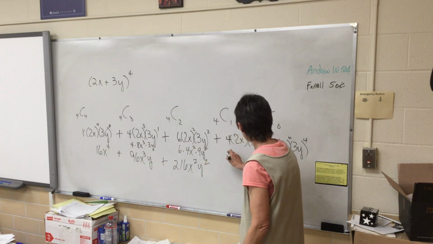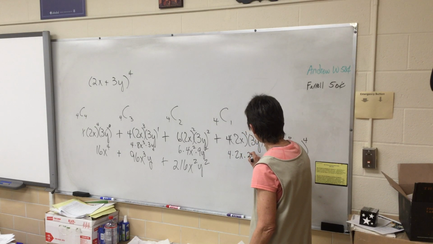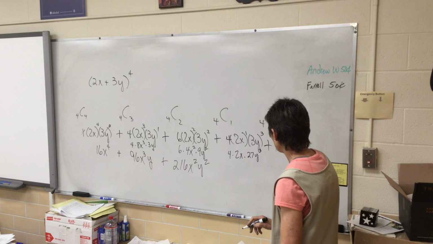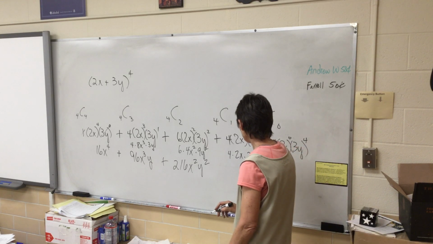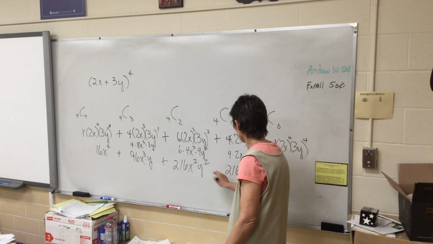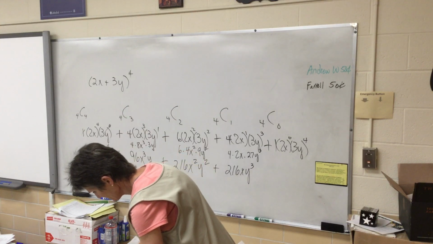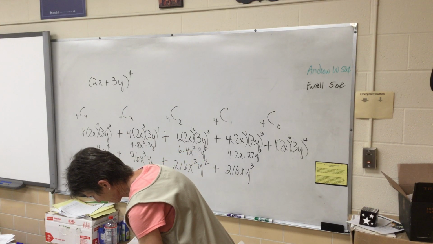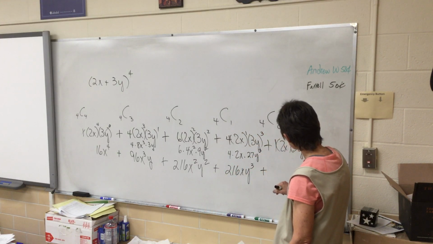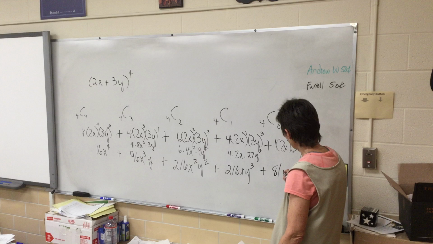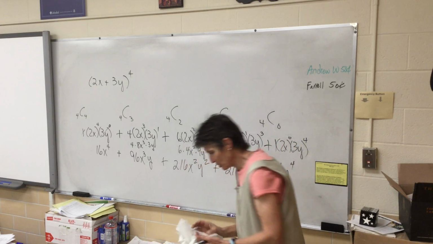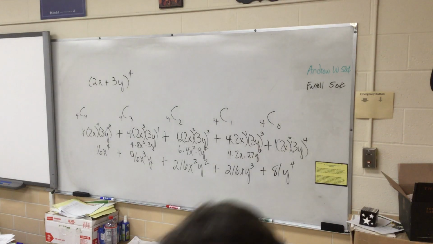And then here we've got 4 times 2x times 27y cubed. So is that 216 again? Check it and see. Yep. And then here on the end, again, anything to the 0 is 1. So this is 81 y to the 4th. And that is your expanded polynomial, or your expanded binomial.